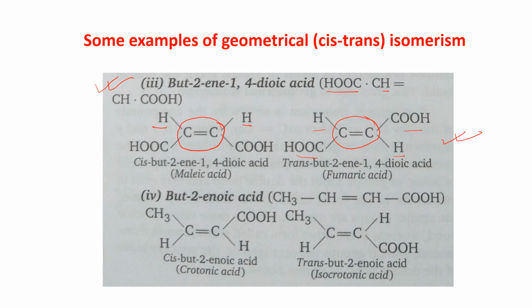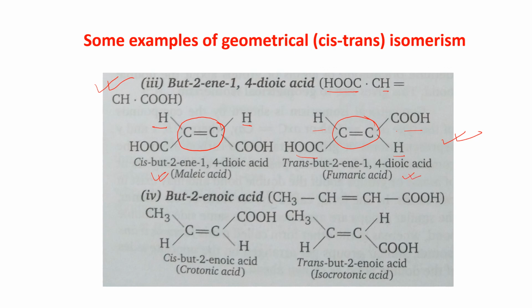The name of the first compound is cis-but-2-ene-1,4-dioic acid, or it can be called maleic acid. And the second one, trans-but-2-ene-1,4-dioic acid. The name of this compound is fumaric acid.